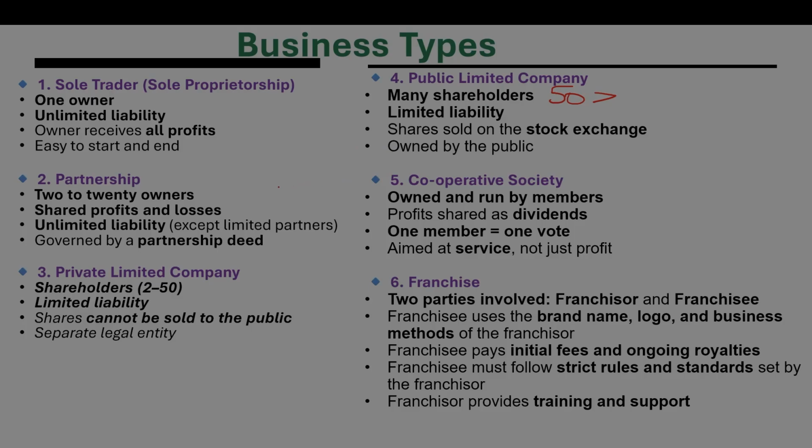Next, we have a cooperative society. This is a business type that is owned and run by members. The profits are shared as dividends, and this type of business is aimed at service rather than profit. Lastly, we have a franchise. A franchise is when you buy permission to use another business's name and sell what they sell. So some local examples are Starbucks and KFC.